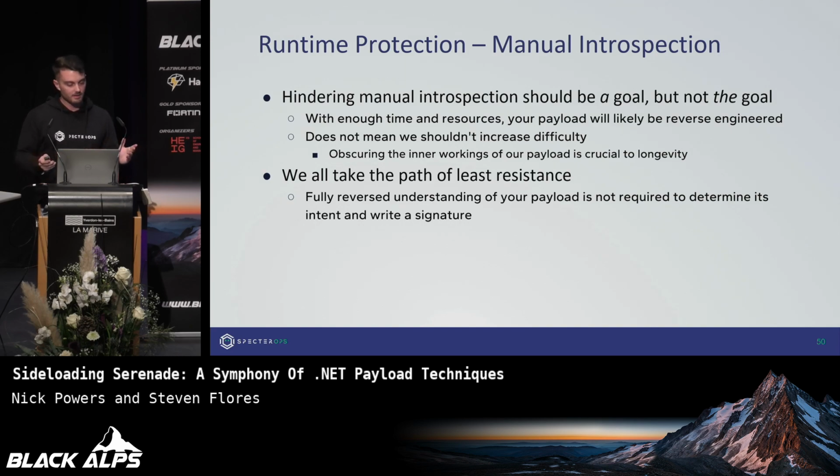So hindering manual inspection should be a goal, but not the goal. With enough time and resources, like we've had a couple of talks relevant to reversing today, several of the guys here in the audience are going to be able to write a signature for whatever payload is written. But it doesn't mean that we shouldn't increase the barrier to entry, because it makes things a little bit harder, and that might be all that we need. We all take the path of least resistance, and an important thing to remember is that a fully reversed understanding of the malicious code that you're writing is not required to create some sort of signature, so we just want to make it a little bit harder.